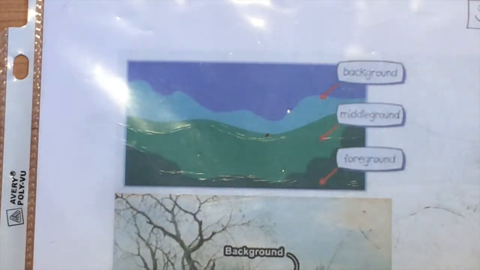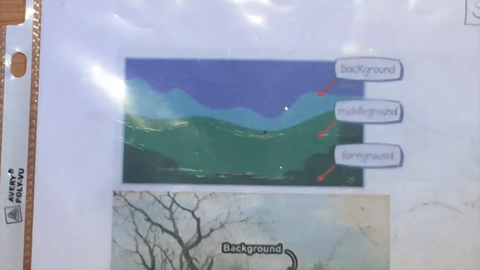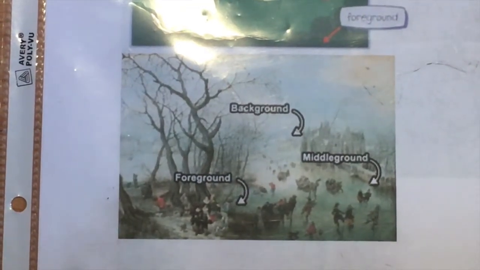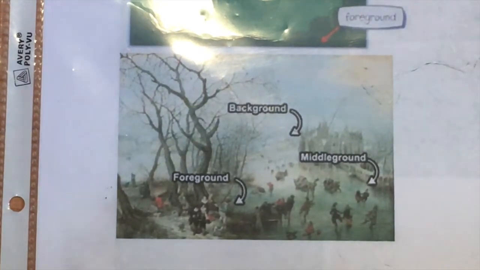Turn to your neighbor and I want you to look at this next example. It's identifying where background is at. It's identifying where middle ground is, as well as our foreground. And as you look at this picture, turn to your neighbor, and I want you to discuss some things that you notice.